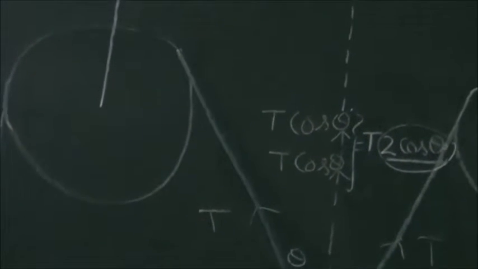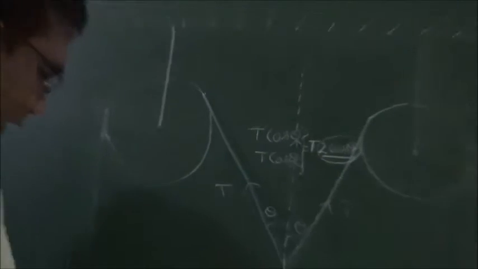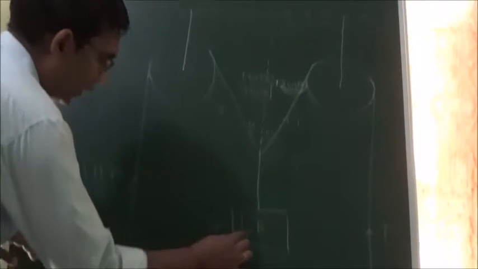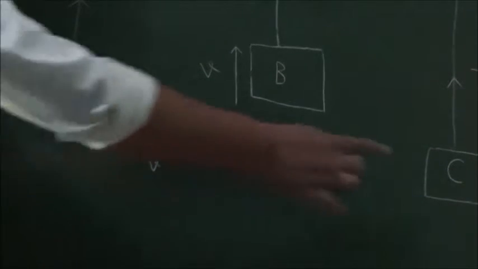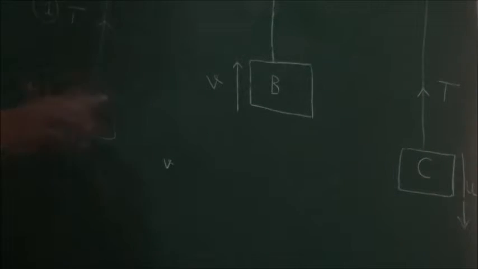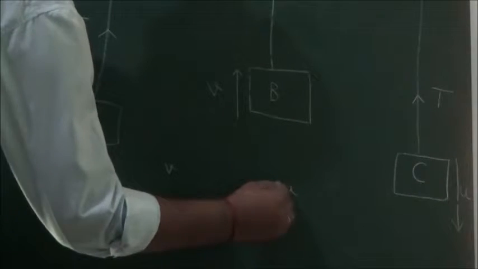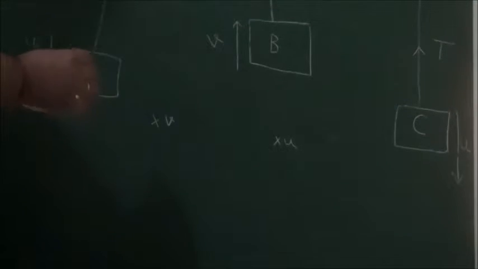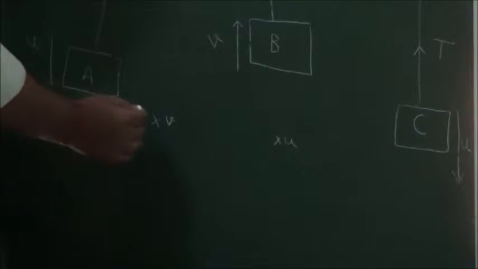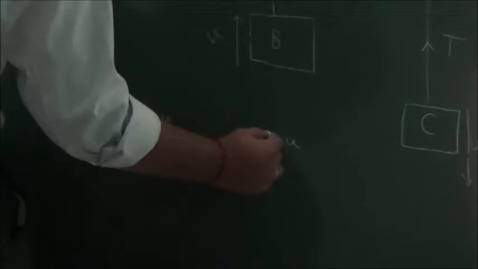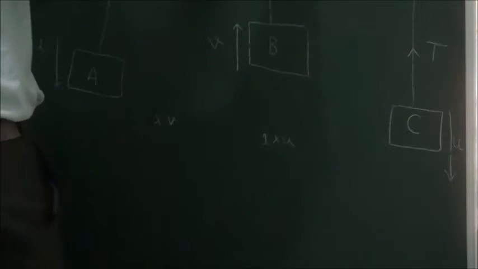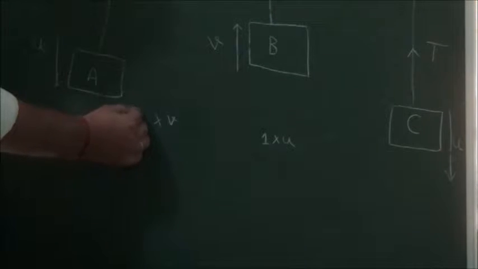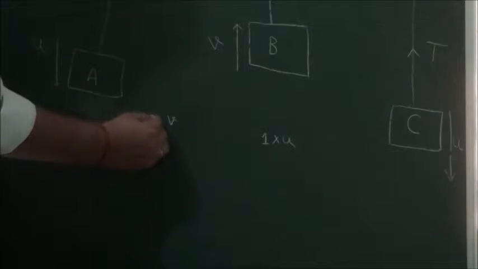Now apply the concept of constraint relation. Write down the velocities. Here the velocity of object B is v. The velocity of objects C and A is u. Now multiply these velocities with the coefficient of tension. Here the coefficient of tension is 1, so multiply u with 1. Here the coefficient of tension will be 2 cos theta, so multiply v with 2 cos theta.